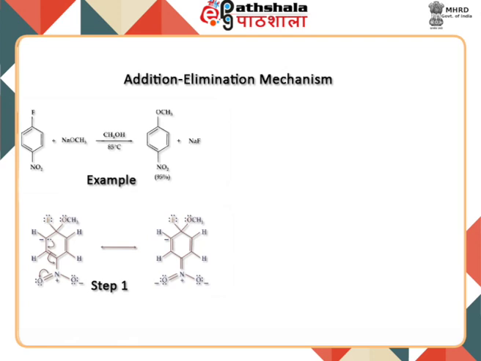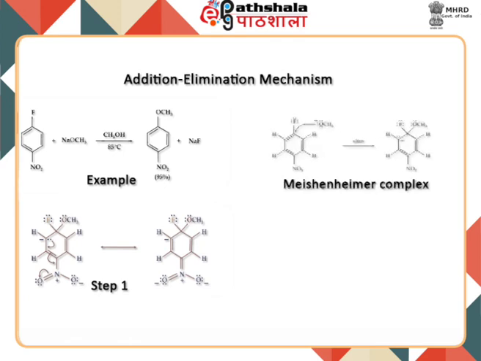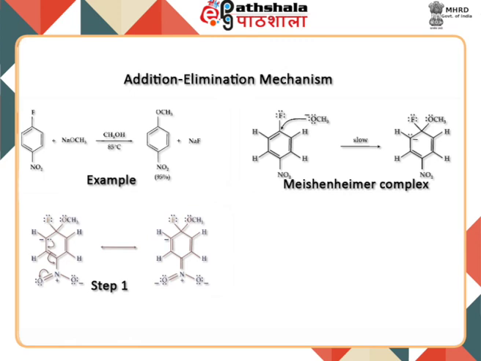Presence of an electron withdrawing group at ortho or para position provides extra stabilization, which can be clearly seen in the Meisenheimer complex formed. The second step is a fast step. Aromaticity of the ring is restored in this step. The intermediate formed in the first step loses the halide.